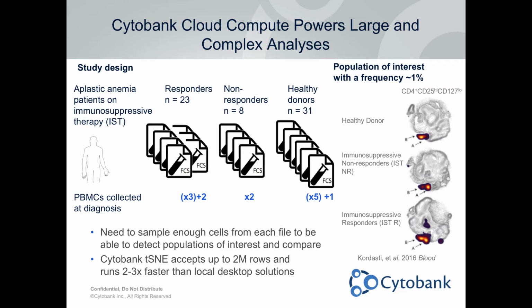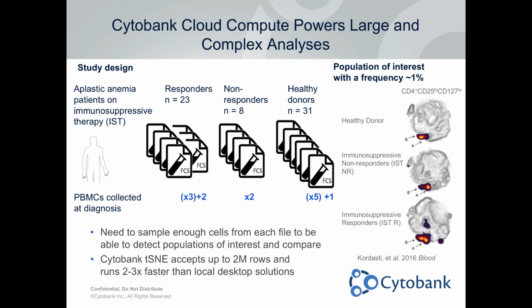They were looking at aplastic anemia patients that are undergoing immunosuppressive therapy. They collected PBMC samples from these individuals at diagnosis and then evaluated their response afterwards and had three different groups with varying numbers of individuals in each group. And as part of their study, which we'll get into the details, they wanted to look at a very small subset within each of these groups.